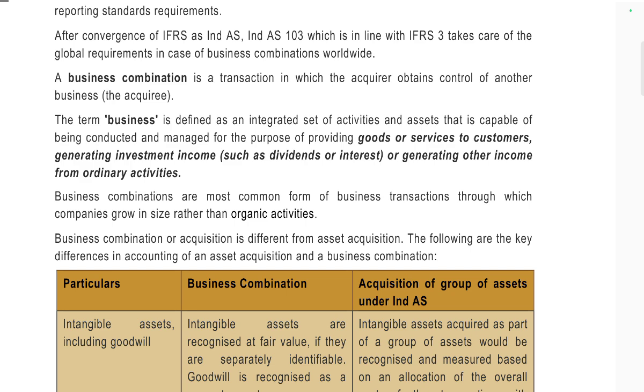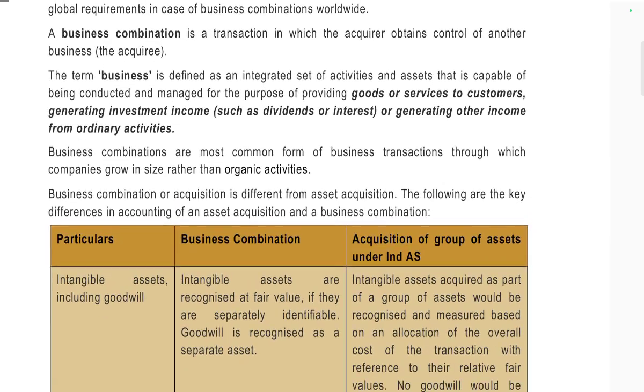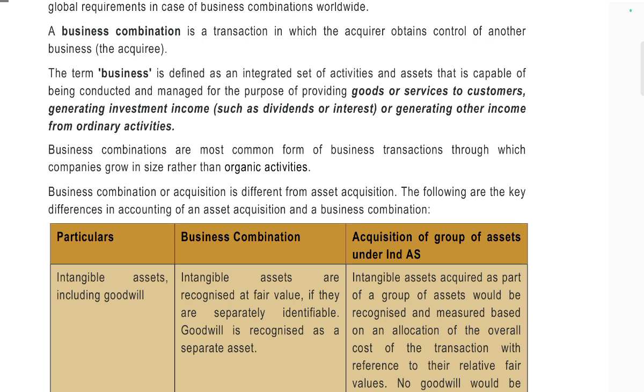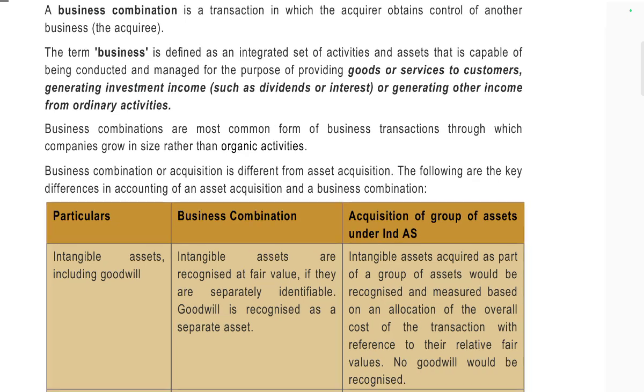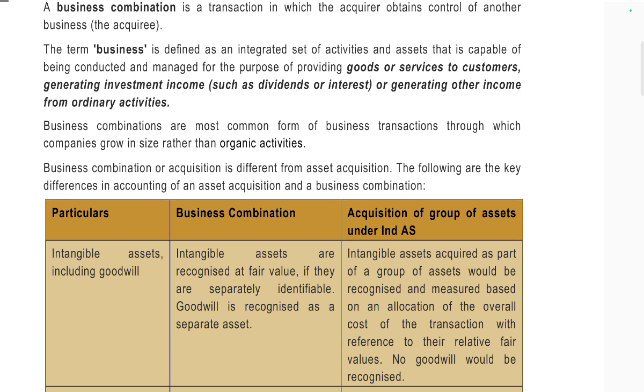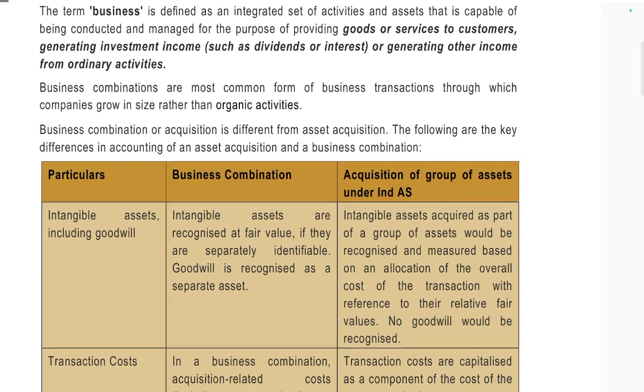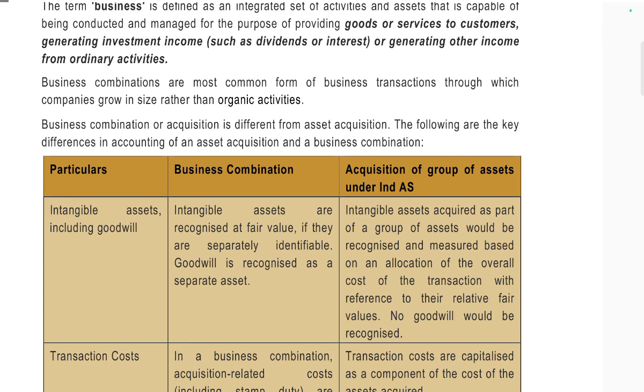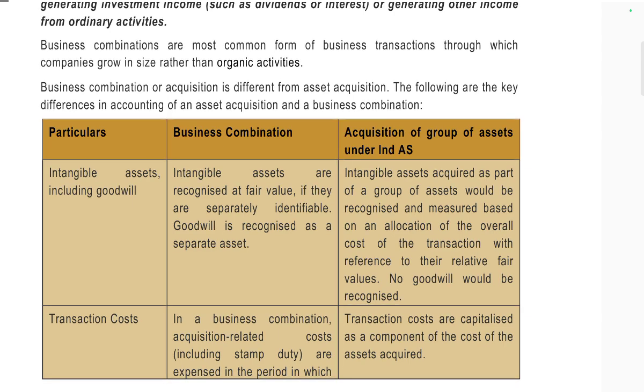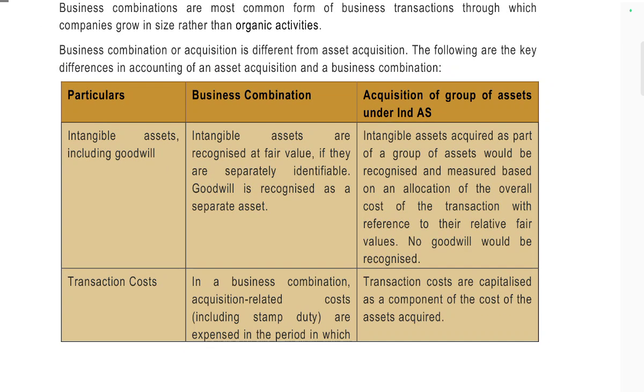Ind AS 103 is aligned with IFRS. It takes up the global requirements for business combination transactions in which control is acquired and obtained. The term business is defined as an integrated set of activities and assets that is capable of being conducted and managed for the purpose of providing goods and services to consumers and generating investment income such as dividends and interest, or income from ordinary activities. Business combination is the most common form of business transaction through which companies grow in size rather than through funding activity.